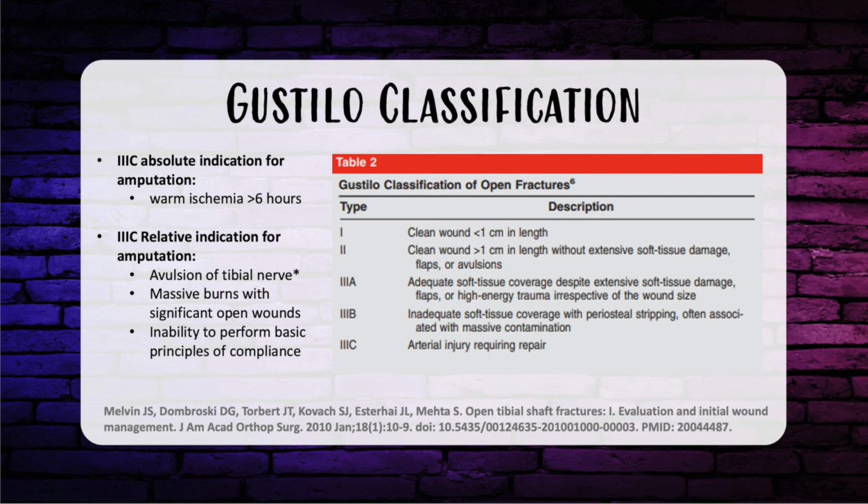3C, this is any injury with major vascular injury requiring repair for limb salvage. So an absolute indication for amputation is a warm ischemia time of greater than 6 hours. Right. And there are other relative indications for amputation, and that includes avulsion of the tibial nerve. If the nerve is cut, this was previously an indication for amputation, but nowadays we consider limb salvage with repair of the nerve and flap coverage.